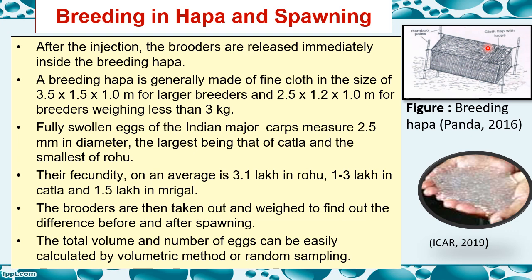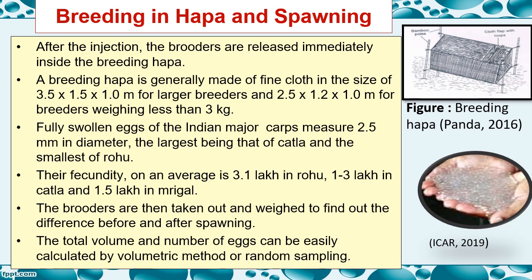Spawning normally occurs within 3 to 6 hours after the second injection, that is the effective dose. Soon after fertilization, the eggs swell up considerably owing to the absorption of water. Fertilized eggs of major carps appear like shining glass beads of crystal clear transparency, while the unfertilized ones look opaque and whitish.